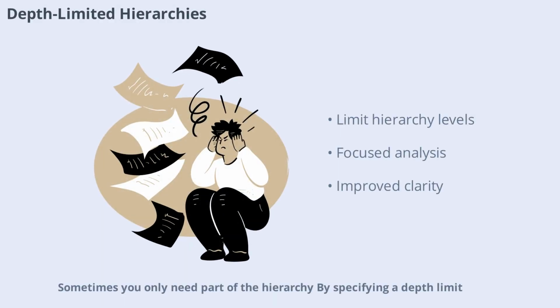Sometimes you only need part of the hierarchy. By specifying a depth limit, you can restrict the results to a certain number of levels. For example, you might only want to see descendants down to level C. This feature is especially useful for focused analyses or when working with very large hierarchies, as it improves performance and clarity.